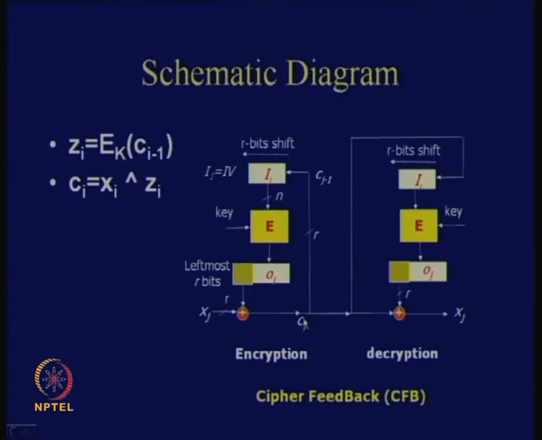Then you take this ciphertext and feed it back to the shift register, and you do an R bit left shift. After the shift you again have n bits: initially you had n bits, and at each step you do an R bit left shift. So this C_j comes and sits in the last R bits, and the rest of the bits are thrown away.